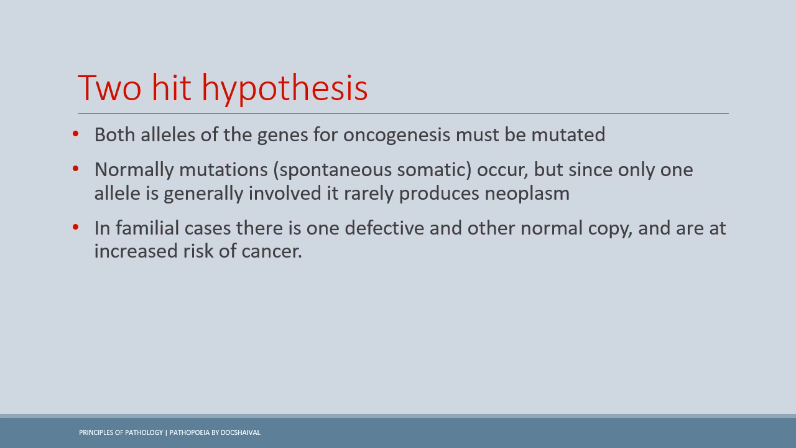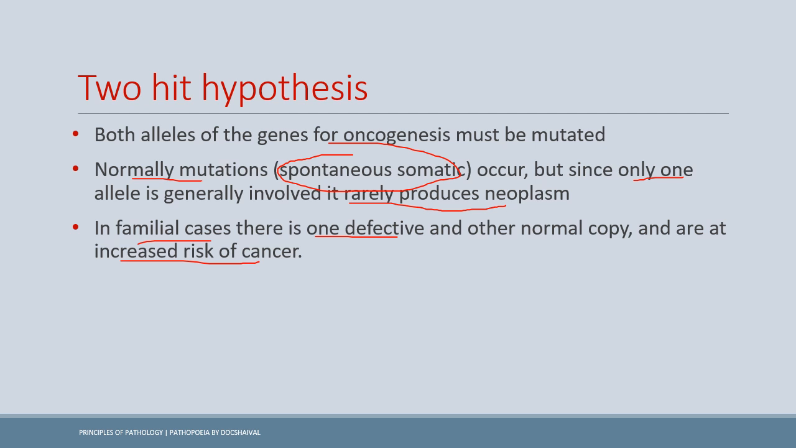Now, we know that there are two alleles of a gene, and the two-hit hypothesis simply states that both the alleles must be damaged or defective. That would lead ultimately to increased risk of cancer. And as I've stated, normally a mutation in only one gene, that is one allele, would rarely produce a neoplasm, while in the familial cases, one defective copy is already present and the other copy is damaged because of some spontaneous somatic mutation. So that would lead to increased risk of cancer.